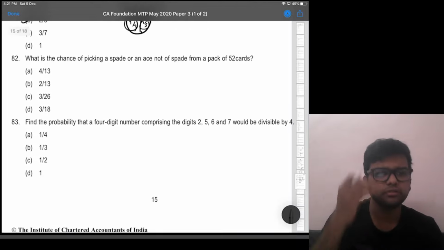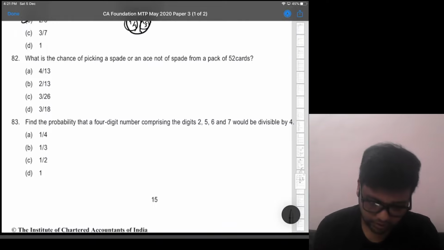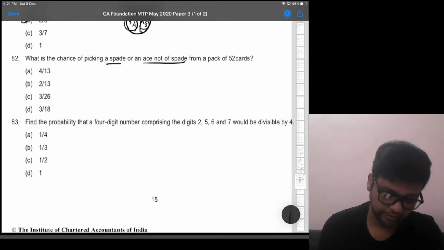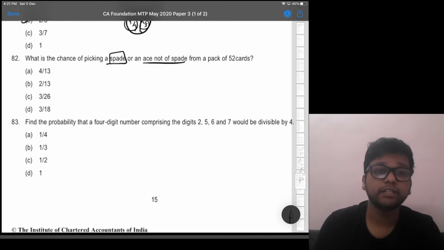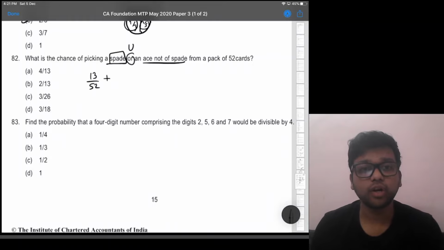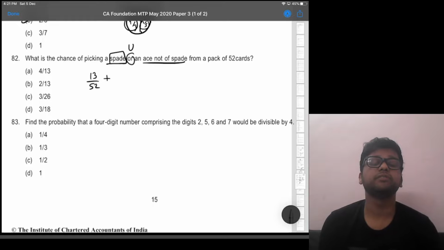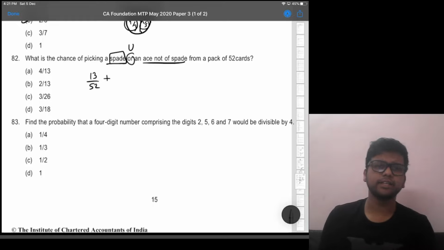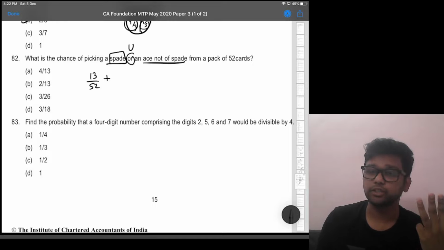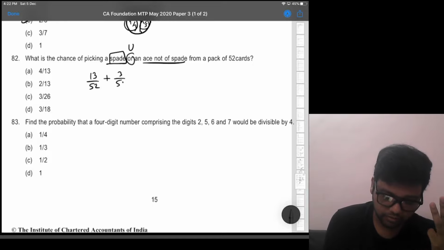Next. What is the chance of picking a spade or an ace not of spade from a pack of 52 cards? Okay. How many spades are there? Spades are 13, right? So 13 by 52. Or means plus. Or is union, right? An ace not of spade. Ace not of spade means what? How many aces are there which are not of spade? Ace of hearts, ace of diamonds, and ace of clubs. That is 3 by 52.